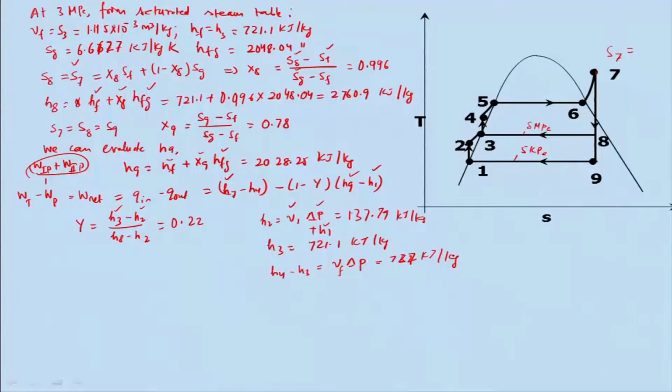So, once you know this thing, right, I can find out the net work: S7 and H4, minus 1 minus Y, H9 minus H1. So, all are known. So, you will get basically something like 999.98 kilojoule per kg.